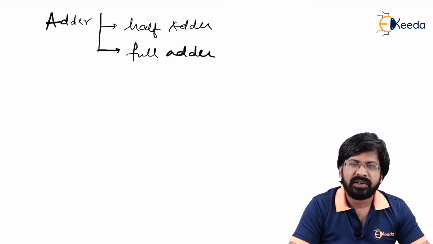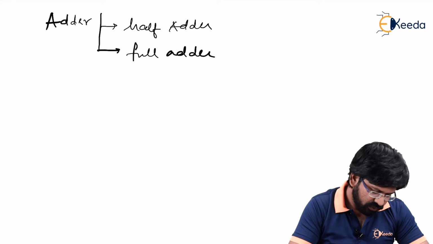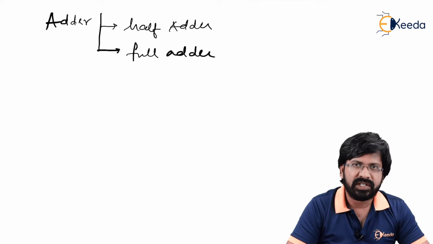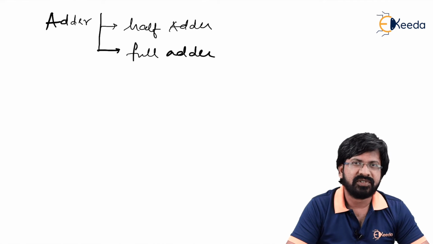Why is the third input given for full adder? That is nothing but a carry generated by the previous stage. So full adder takes care of the carry generated by the previous stage. So my question is, what do you think? What is the size of half adder? I mean size in terms of bit, whether it is 1 bit, 2 bit or 3 bit.